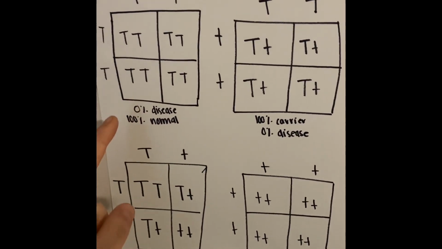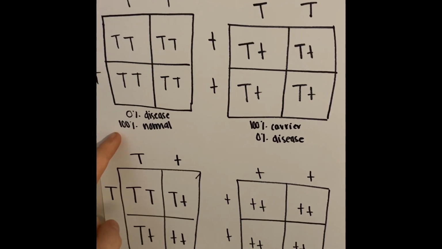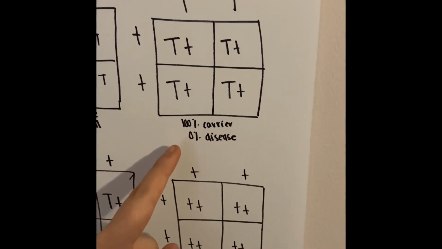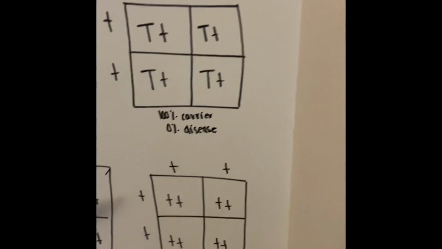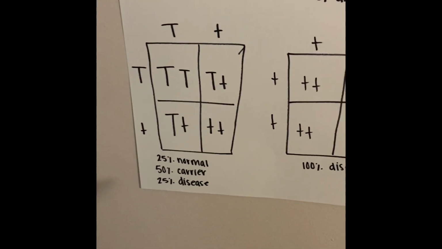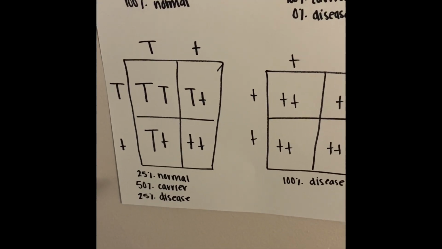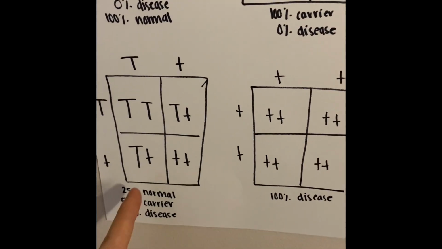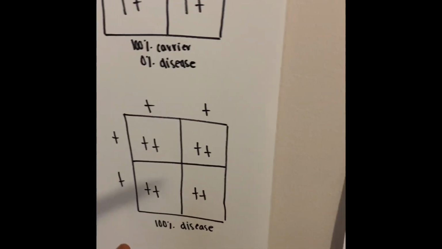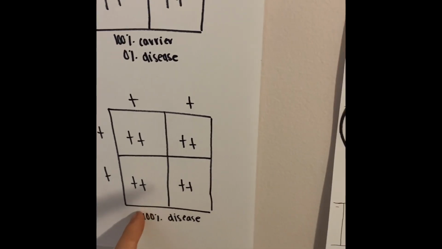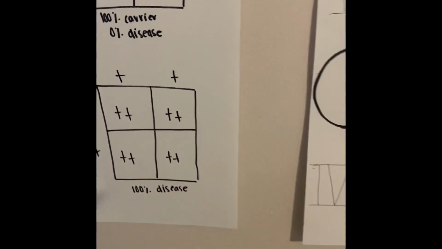We have uppercase T, homozygous mixes for both parents, 0% disease, 100% normal. Homozygous dominant with a homozygous recessive, 100% carriers here. Down here, heterozygous for both parents, 25% normal, 25% disease, and 50% carrier. And then homozygous recessive, we would have 100% disease, no normal.